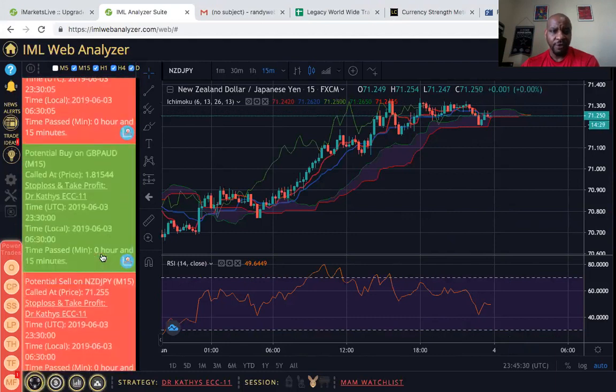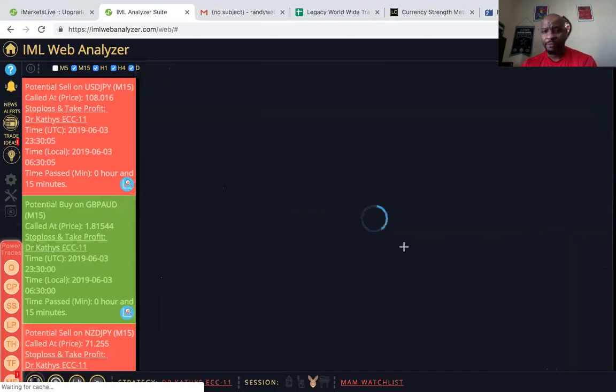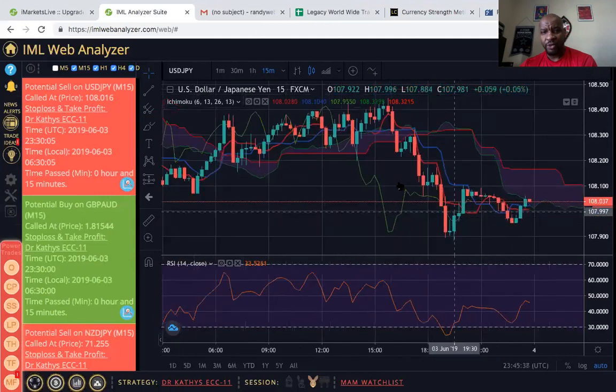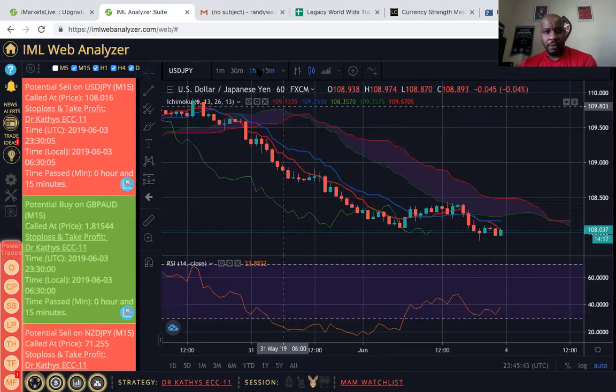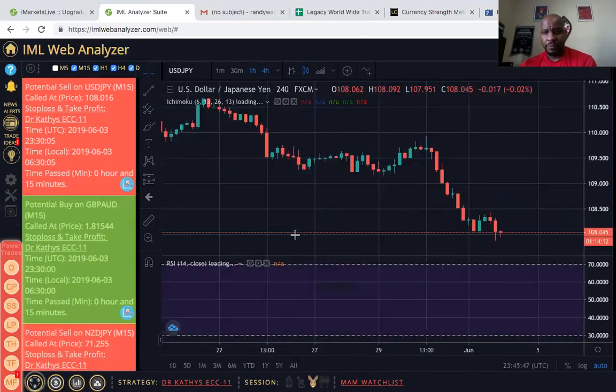That was an hour 45 minutes ago. So let's go back to our USD JPY. That one actually looked pretty good, right? Here we go. Price now moving our direction. Okay, that's good. That's good.